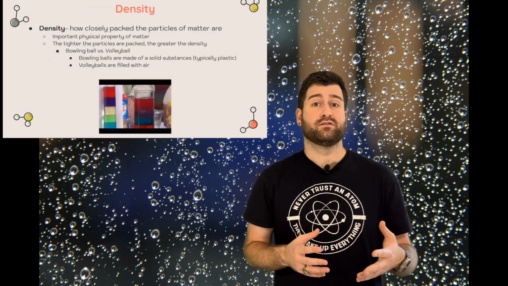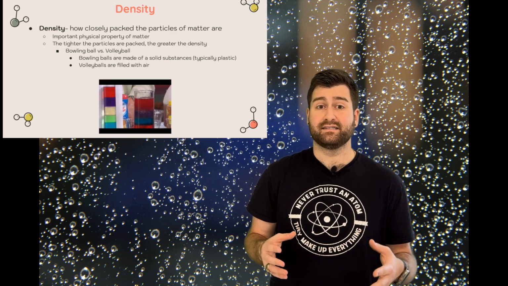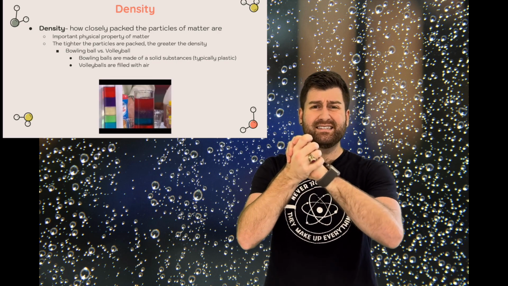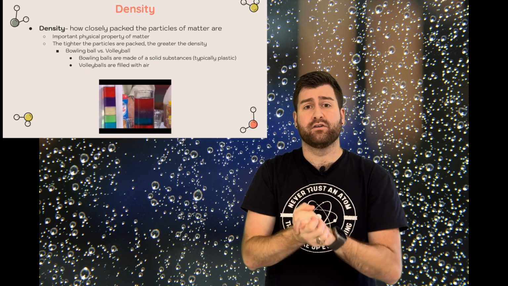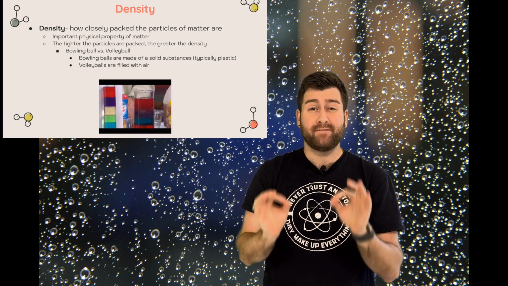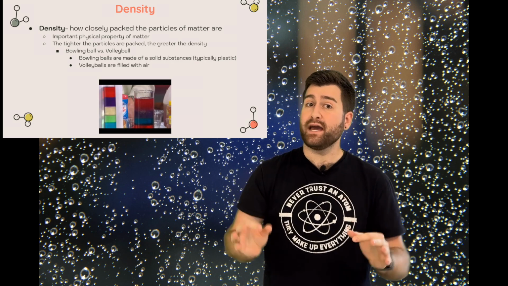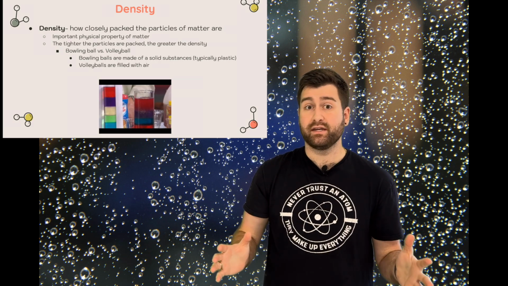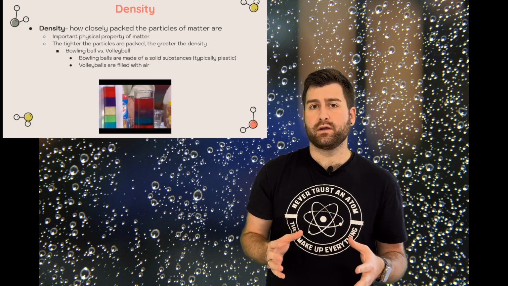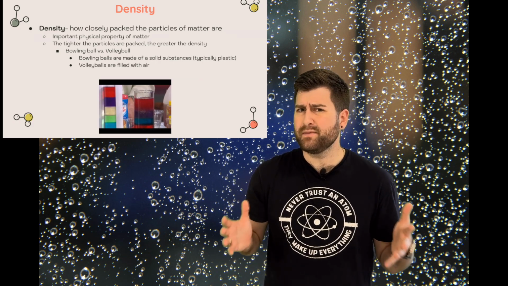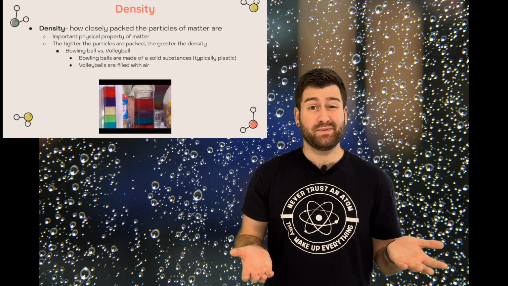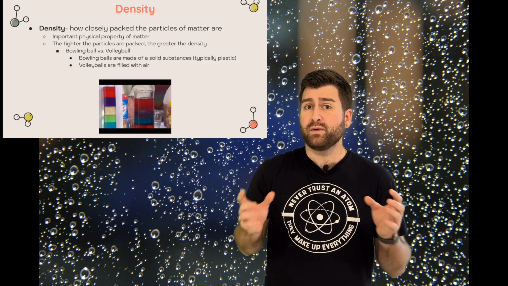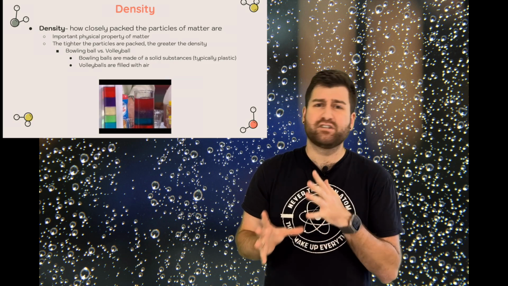Onto another physical property of matter, let's look at density. What is it? Essentially, density is how closely packed particles of matter are. And this is a very, very, very important physical property of matter. The tighter the particles are packed in, the greater the density. If we look at a bowling ball versus a volleyball, which one is going to be more dense? Generally speaking, bowling balls and volleyballs are similar in size. So we have to look at what they're made of and not just the size of them.